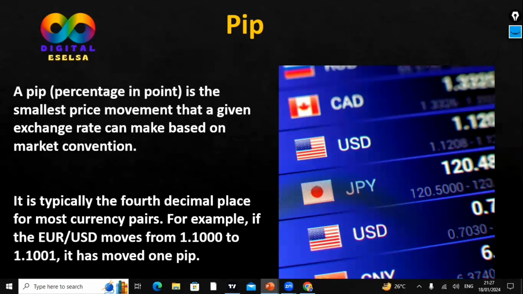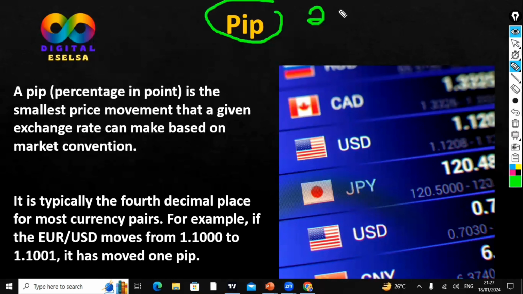What is a pip? You see a lot of friends mentioning pips. The stop loss is 20 pips. Someone will tell you that the TP, take profit, is 60 pips. Pip is short for percentage in point. Because when we start technicals, you will see me mention pips a lot. You will see me mention currency pair, spread, bid price, ask price.